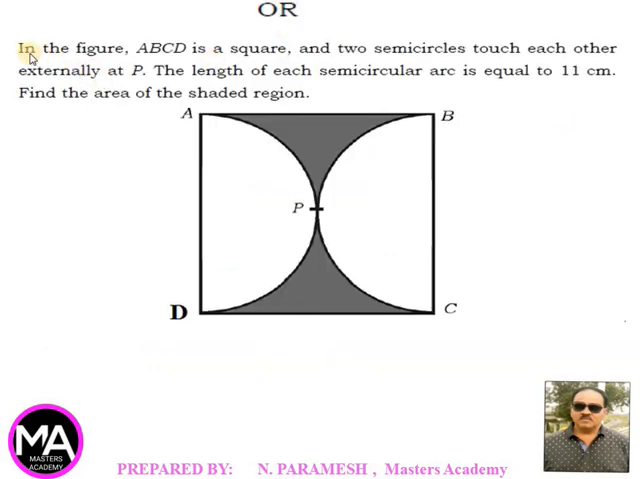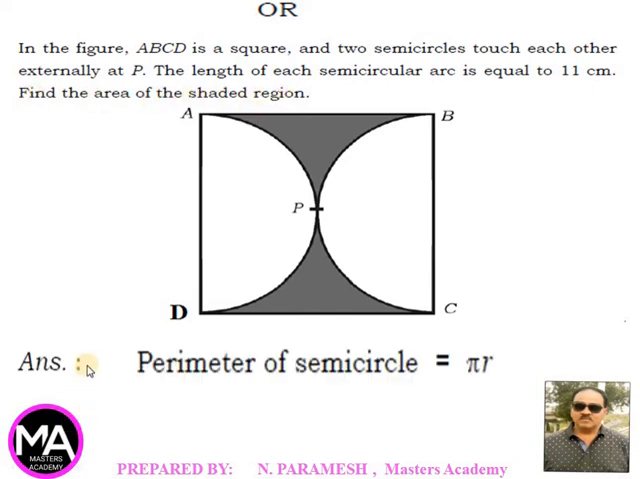Or, in the figure ABCD is a square and two semicircles touch each other externally at P. The length of each circular arc is equal to 11 centimeter. Find the area of the shaded region. Answer: perimeter of the semicircle is equal to pi r. Perimeter of the semicircle is 11, that is given, is equal to pi r.